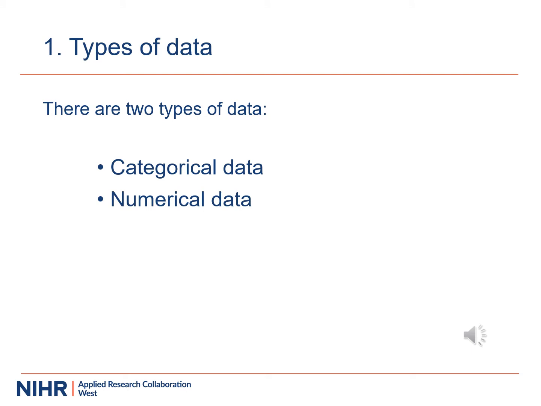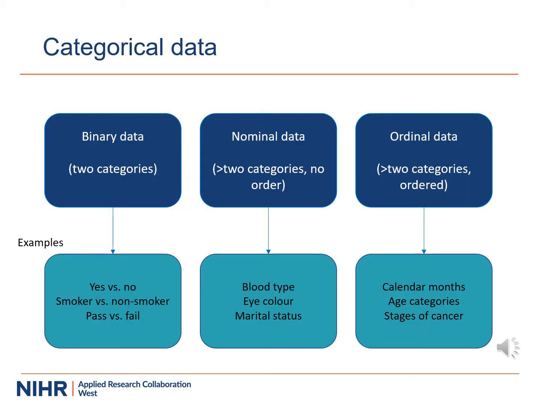There are two overarching types of data: categorical data and numerical data. All the data you work with will fall into one of these two categories. Let's start with categorical data. This can be split into three types.